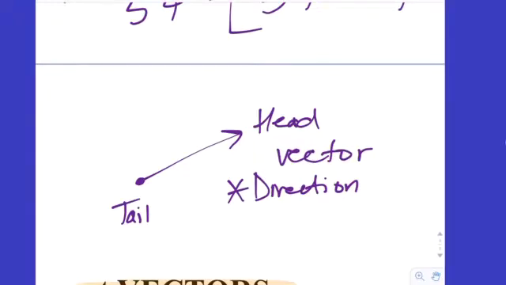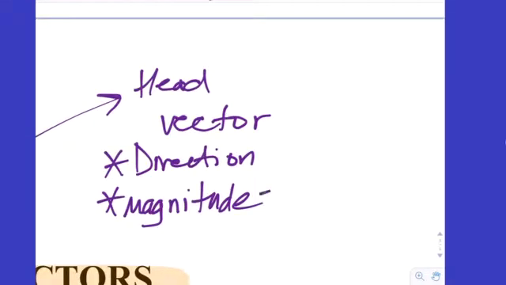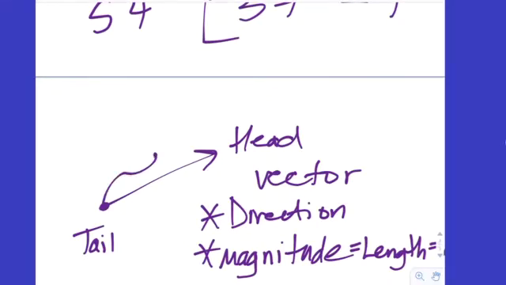So this one is going that-a-way, to be very specific. This one's going that-a-way. And then it has a magnitude. There's lots of words for the magnitude. You can call it the magnitude. You can call it the length of the vector. Sometimes it's even called the norm of the vector. Okay? But that would be this right here.